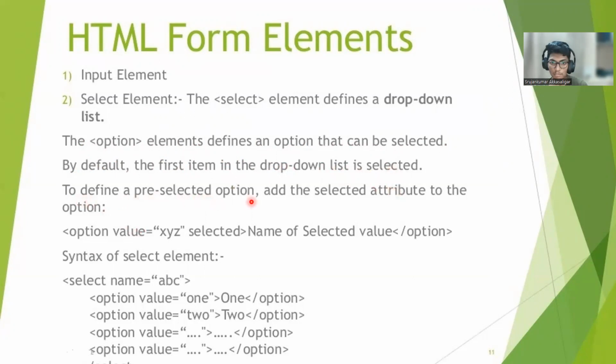To define a pre-selected option, whichever option you want to be the default, add the selected attribute to the option. The syntax is option value and then selected, in which you can specify the name of that option, and then close the option tag. Here is the example: select name equal to example ABC, and you can give the option values as 1, 2, 3, etc., and then close the options.